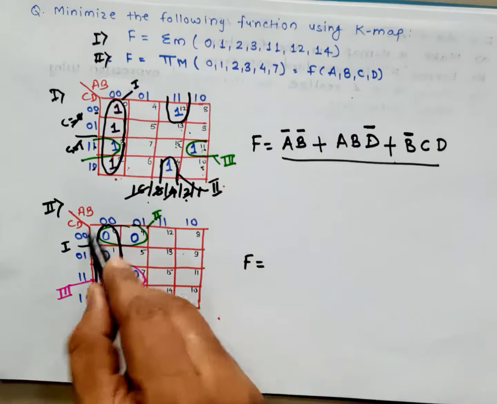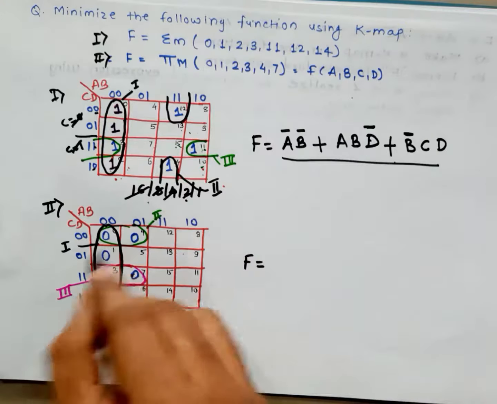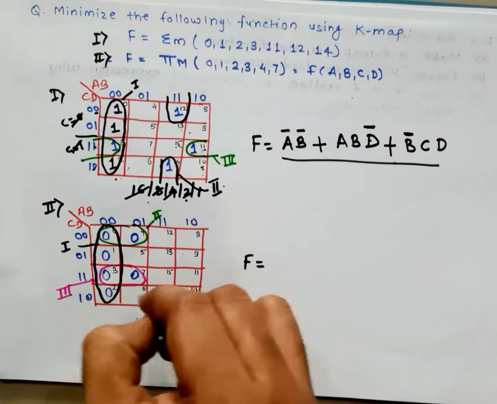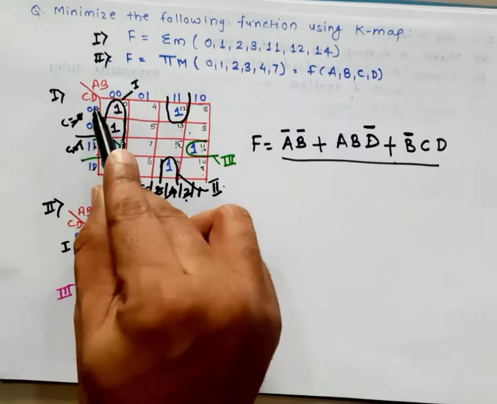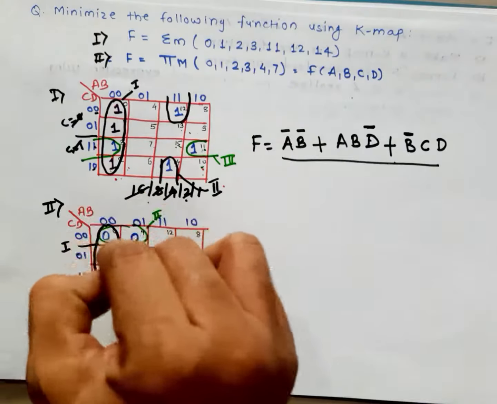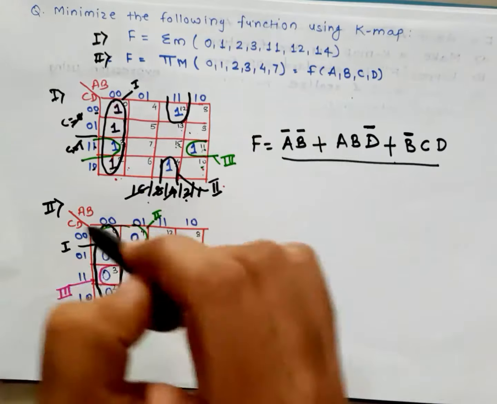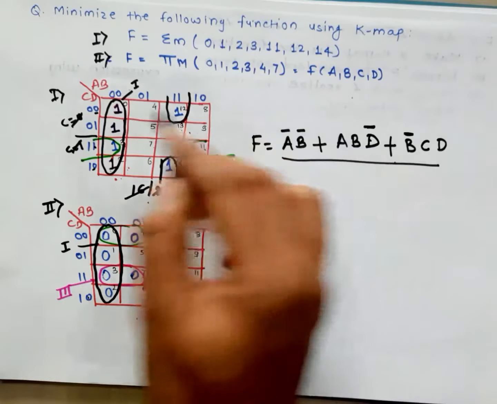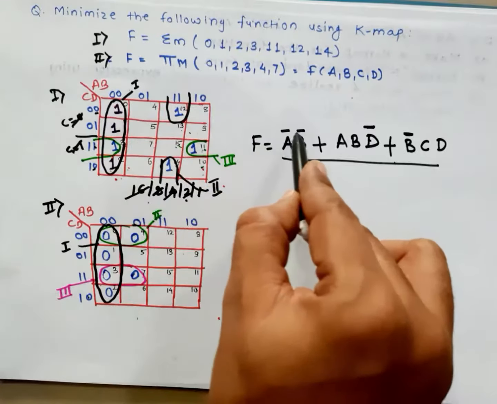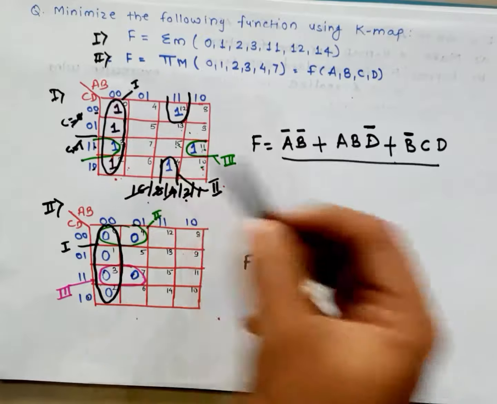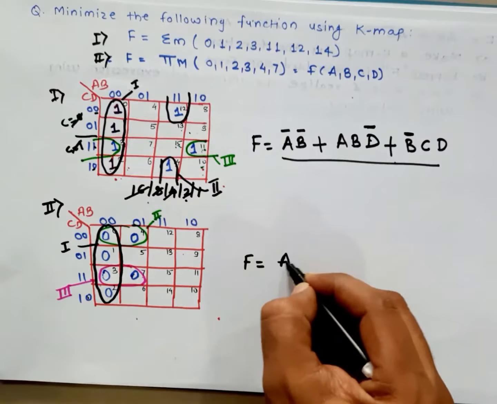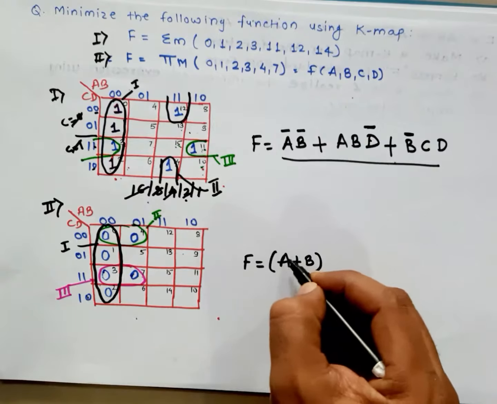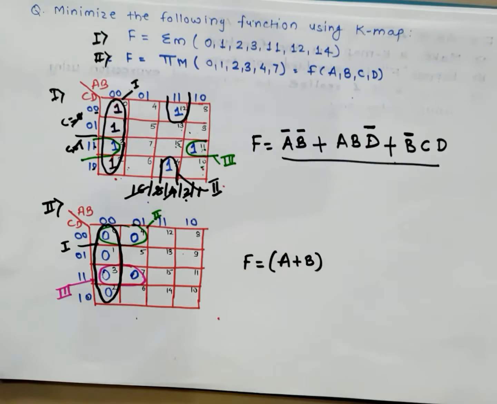So consider the first one. In the first group, the vertical group, all 4 rows are considered. So similarly, C and D get eliminated. Now consider the value of A and B. In this case the value of A and B is 0 0, but it is a POS function. Earlier it was an SOP function; here the value of A and B is 0 0 but it is a POS function, so you have to write it this way, A plus B.